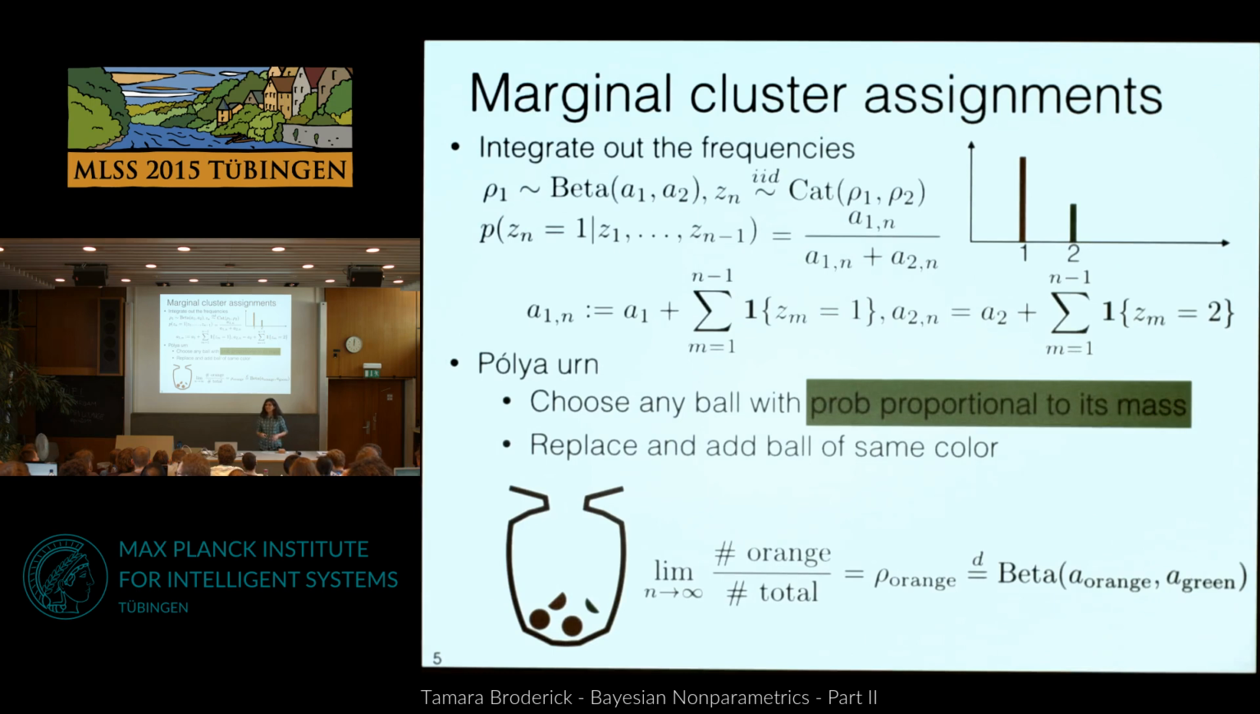And then we can't add that mass back in? No, so yeah, great question. You choose any ball with probability proportional to its mass, you replace that weird fractional ball, and you add one whole extra ball. You always add one extra ball of the existing color.